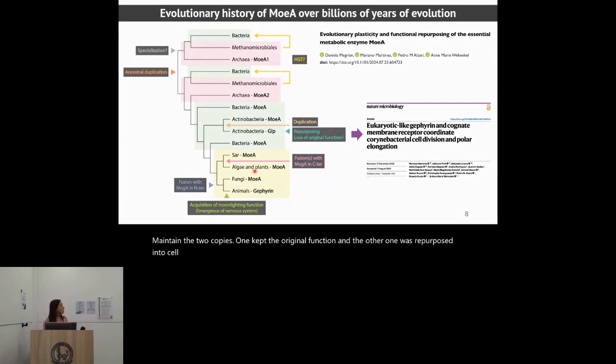In the eukaryotes, we identified at least two independent fusions with the MoeA protein, one in the C-terminus and the other one in the N-terminus. And we saw that this fusion was an essential step for the acquisition of the moonlighting function and eventually the emergence of the nervous system.